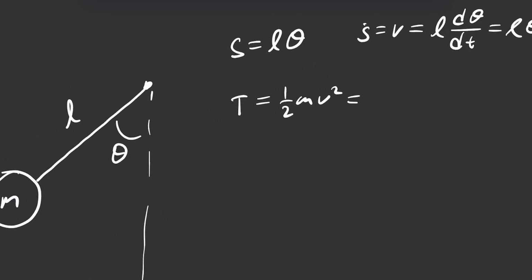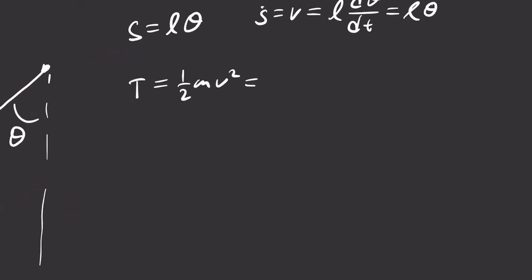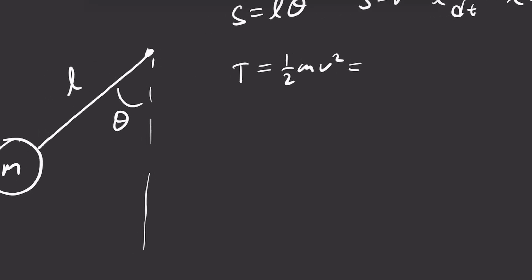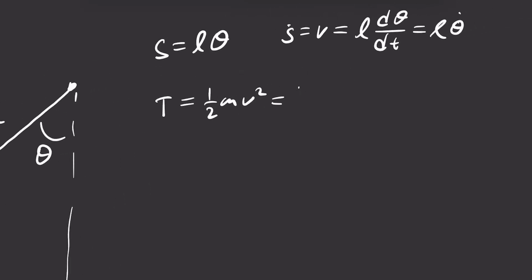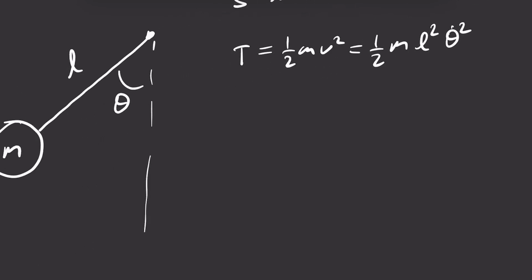So this is how we can express the velocity of the pendulum in terms of just the angle and the length of the pendulum. And the angle is just going to be more convenient to use. So we're going to be rewriting this like that. So we have 1/2 m L squared theta dot squared, and there we go.